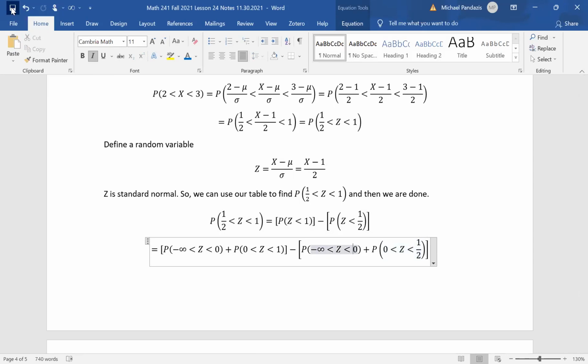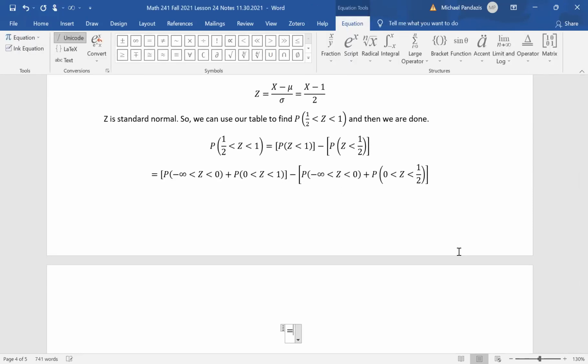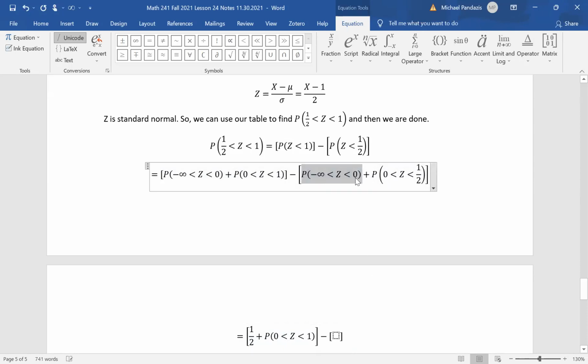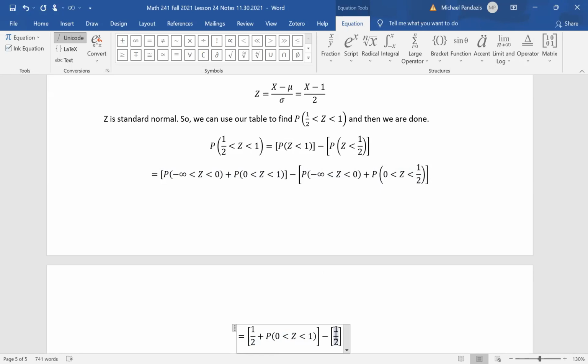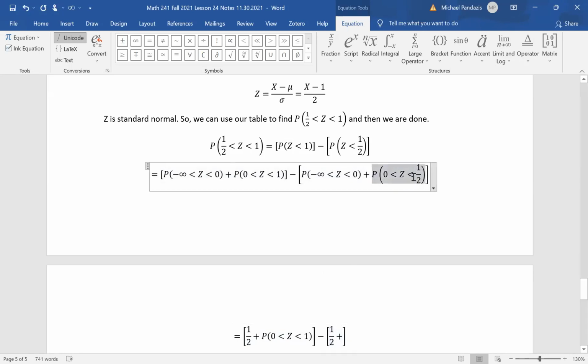Don't worry about the endpoints, because if you include or don't include individual points for a continuous random variable, it's not affecting probability. Okay, so this probability, the standard normal random variable has symmetry about the mean 0. So this probability is 1/2. So this is 1/2 plus this probability. And then minus, well, this also has a probability of 1/2. And so this is a 1/2 plus this probability.